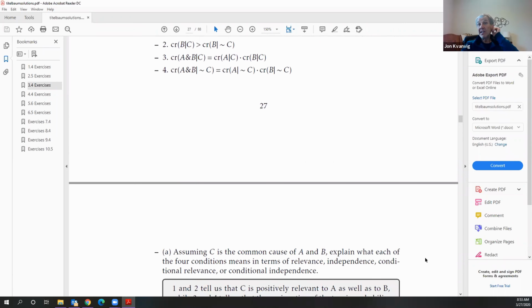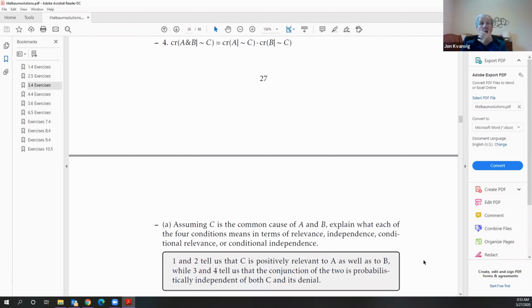In particular, assuming that C is the common cause of A and B, explain what each of the 4 conditions means. Well, 1 and 2 tell us that C is positively relevant to A as well as B, which is what you'd expect from a common cause of both of them. While 3 and 4 tell us that the conjunction of the 2 is probabilistically independent of each of the conjuncts when we assume either C or its denial.